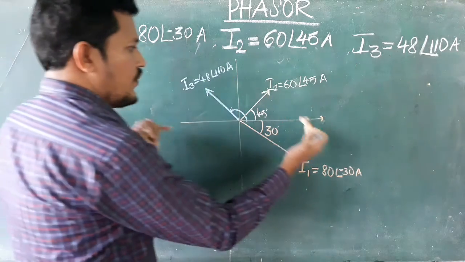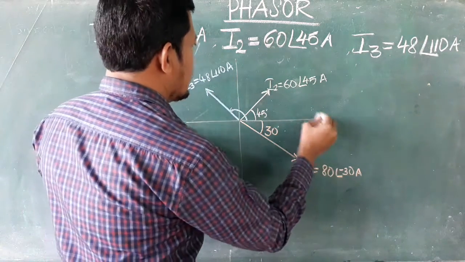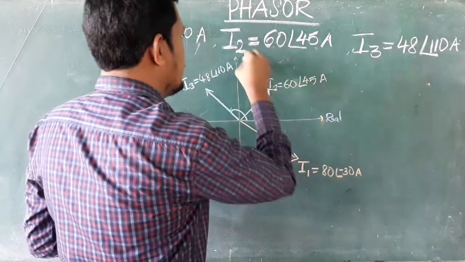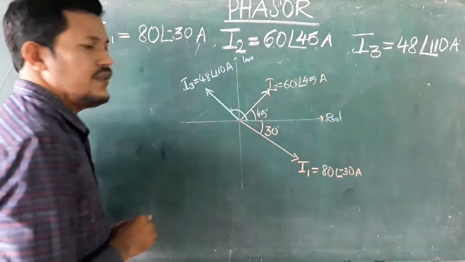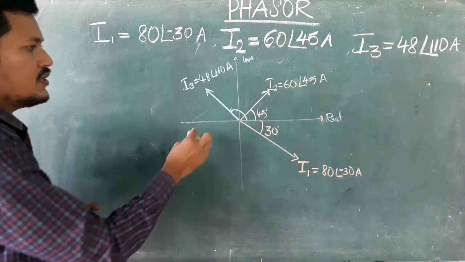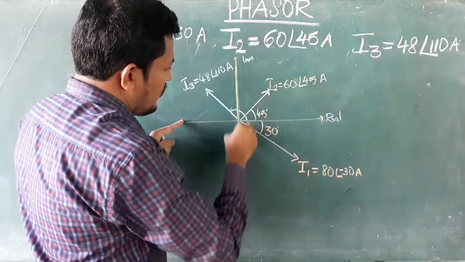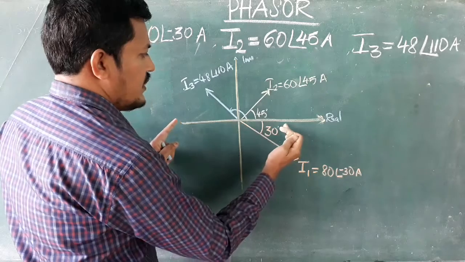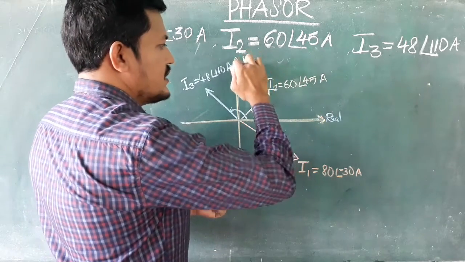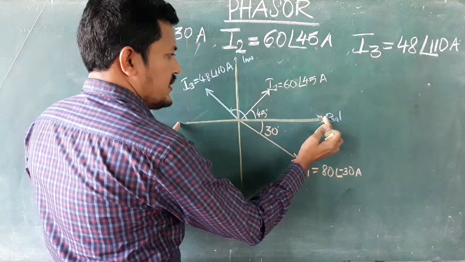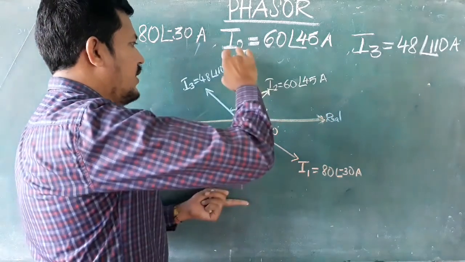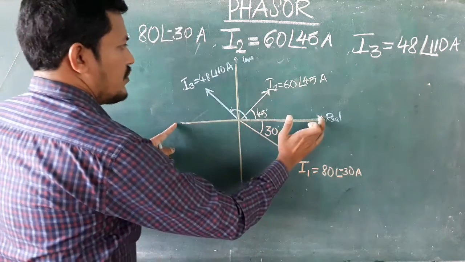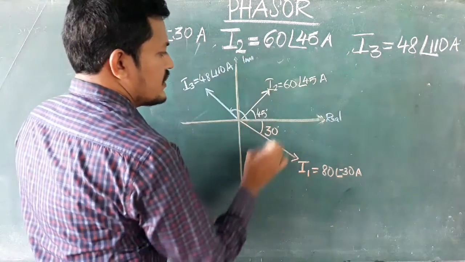So this is a phasor diagram or vector diagram. This is the real axis, this is the imaginary axis. Clear. Now we are going to find out all the y components and the x components. Why are we going to find the x component and the y component? Suppose we get the x component, it is the real part, and the y component is the imaginary part. So we are going to find the x component value and the y component value for the three currents.